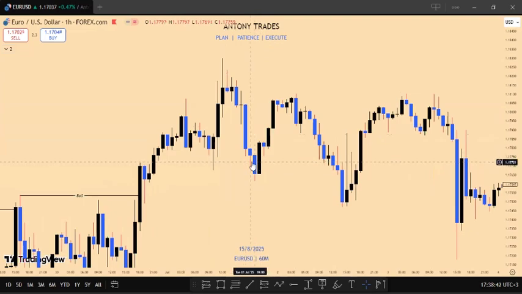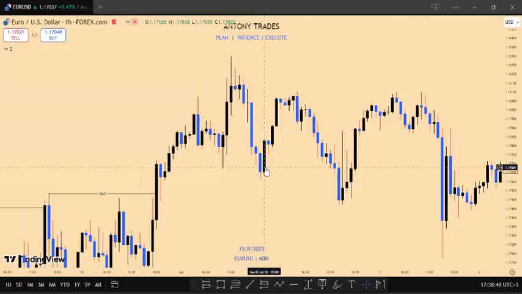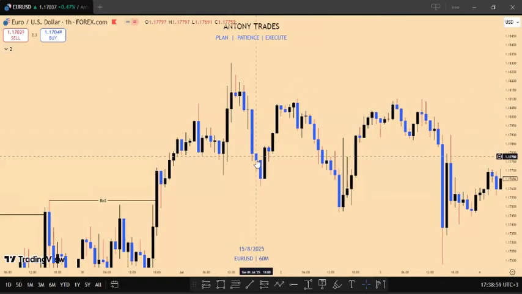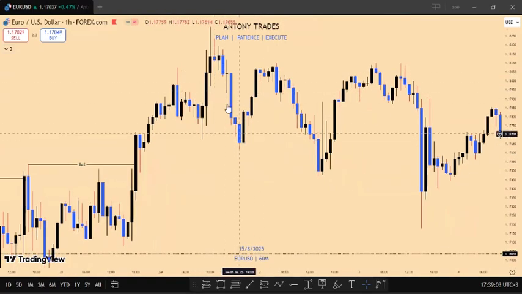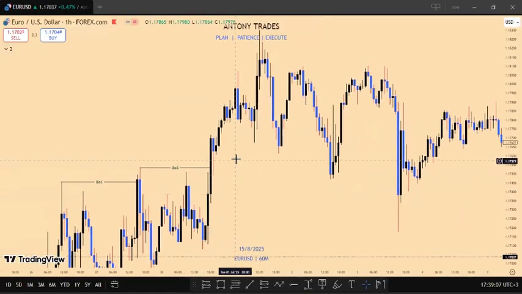What about this? This one is a valid pullback because this is the last bullish candle that was printed, and you have this is the first candle, the second, the third one. So this is a valid one. This is a valid one.